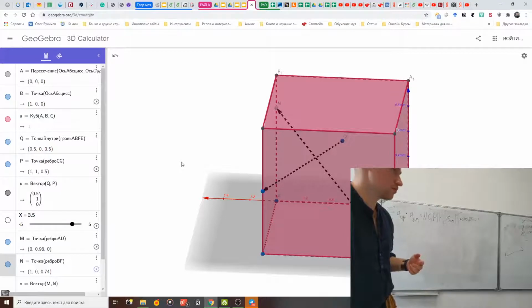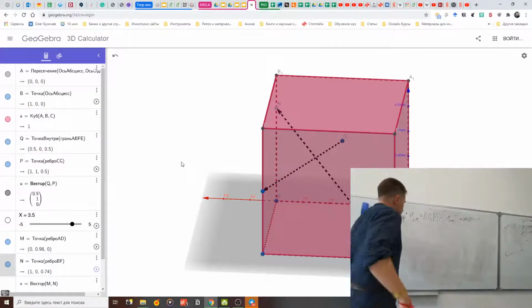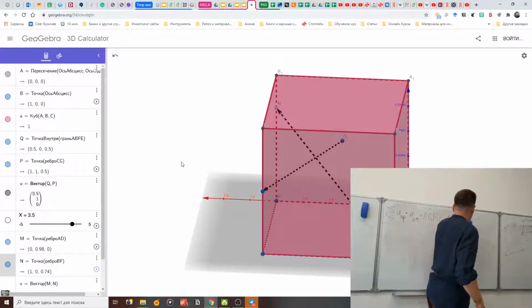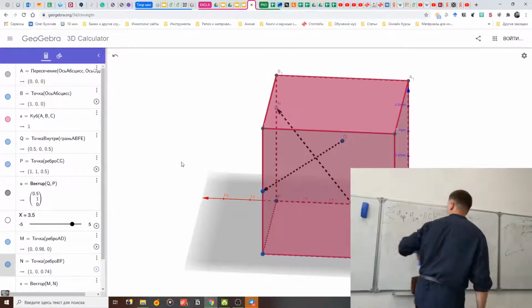Why is the cosine 20 degrees? Oh, it's not 20. It was 90, but I don't know why it appeared that way.